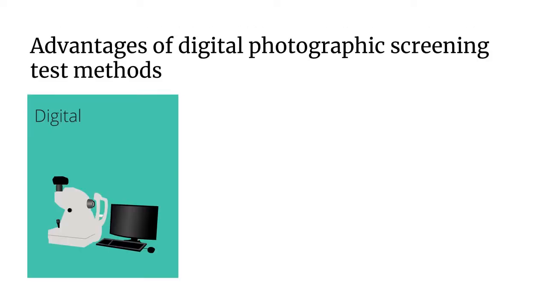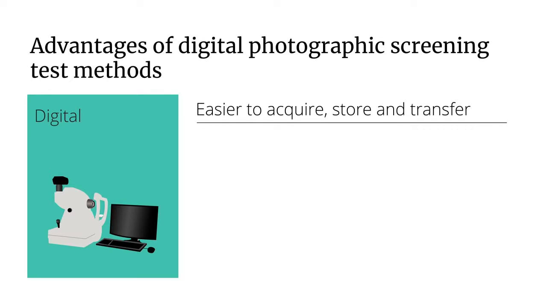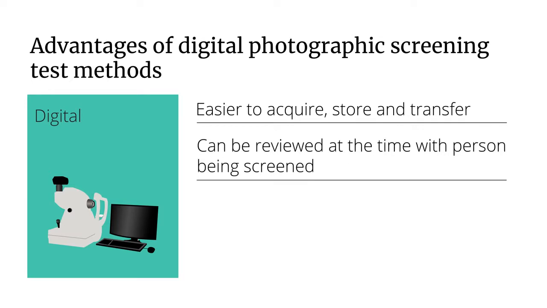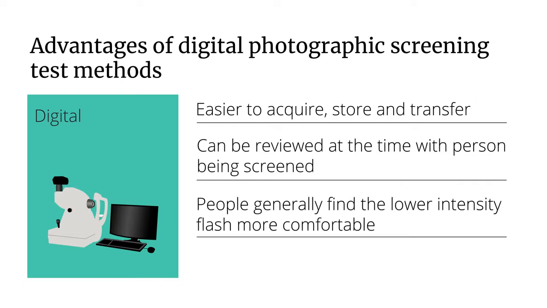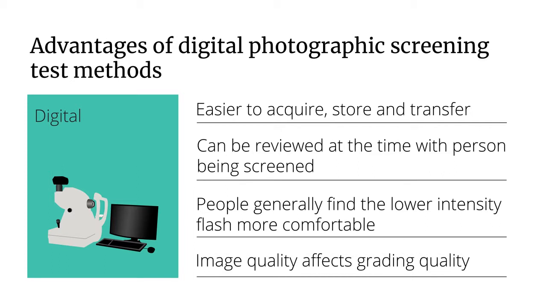Digital images are easier to acquire, store and transfer, and they can be reviewed at the time with the person being screened. Generally, people also find the lower intensity flash more comfortable. The quality of the digital image significantly impacts a grader's ability to accurately detect any abnormalities. For example, as cataracts affect image clarity, more ungradable images may be found in an older population.